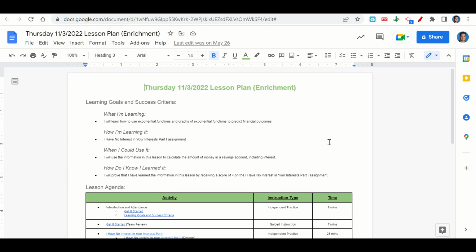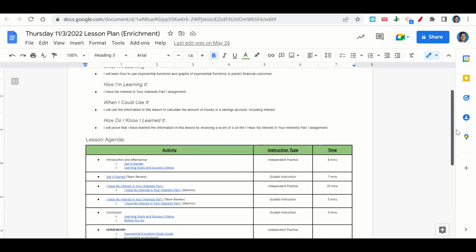First, what are we learning? We're learning how to use exponential functions and graphs of exponential functions to predict financial outcomes. How are we learning it? Through the I have no interest in your interests part 1 assignment. When could I use this? To calculate the amount of money in a savings account including interest. How do you know you learned it? By getting a score of 4 on the I have no interest in your interests part 1 assignment.